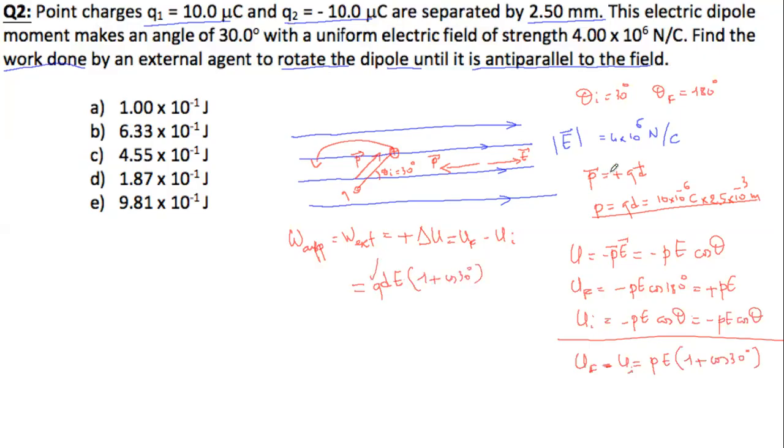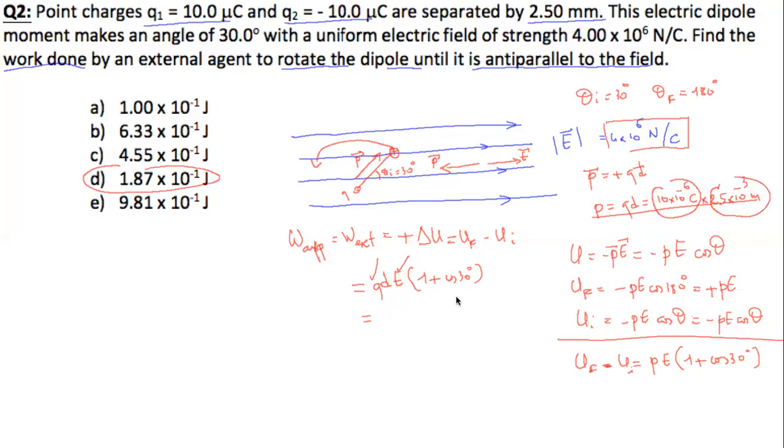I know Q. Q is 10 to the power minus 6. I know D, the distance between these two charges, is 2 times 10 to the power minus 3 meters, because I put everything in SI units. I know E. What is E? 4 times 10 to the power 6. And you do the calculation, and you will find this answer.